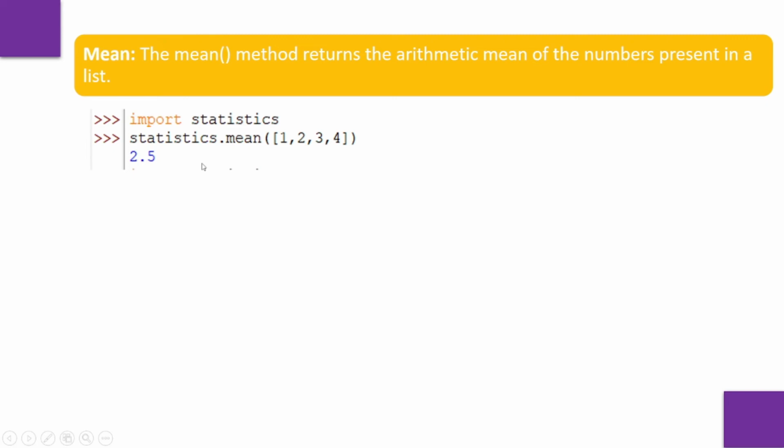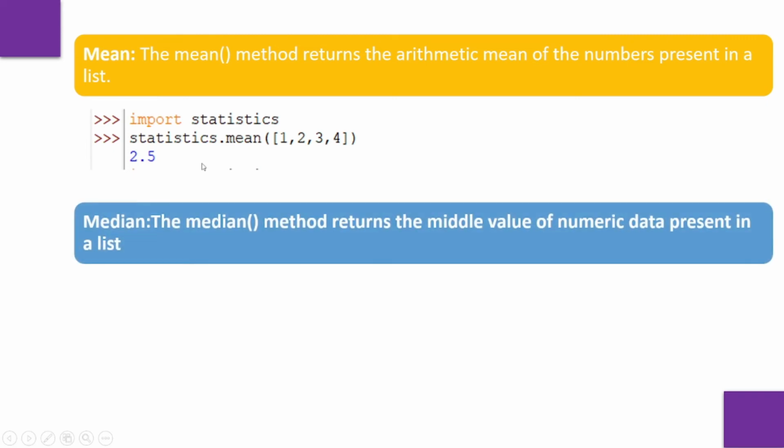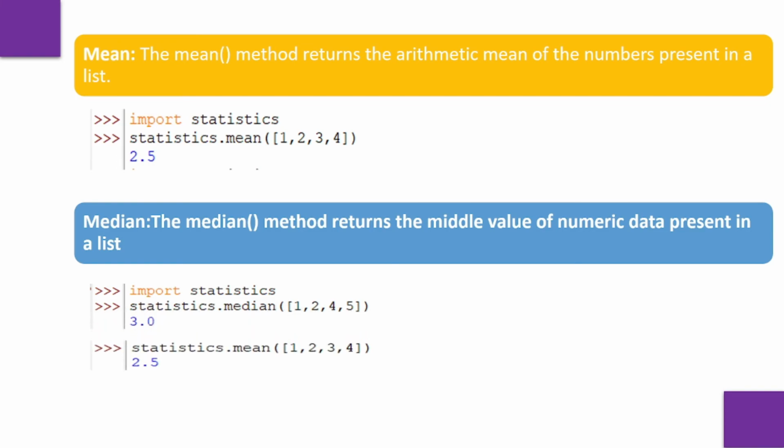Median returns the middle value of numeric data present in a list. So you write statistics.median of 1, 2, 4, 5, 3 and I get the middle value 3. Similarly, if I want to print the middle value of 1, 2, 3, 4, what will it print? There's no middle value, so in that case it will print the mean. So here you can see 2.5 is my median.